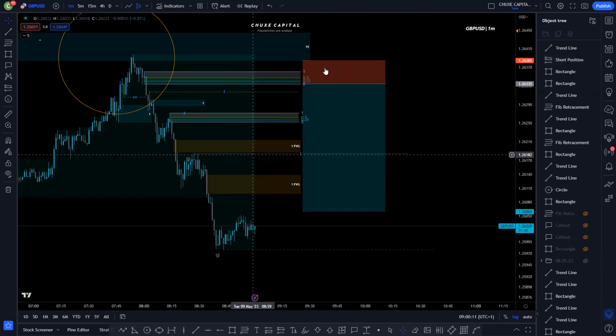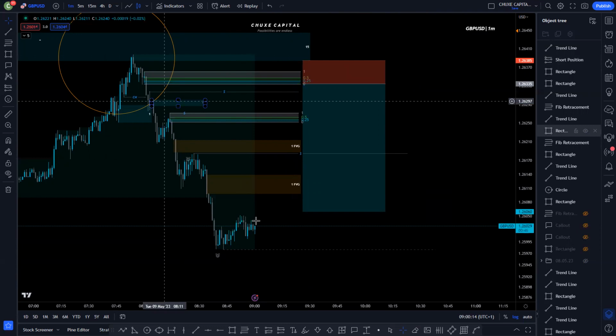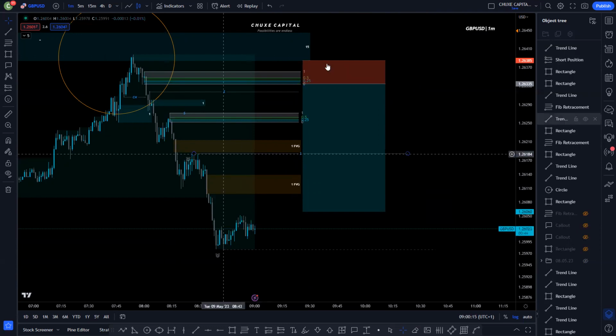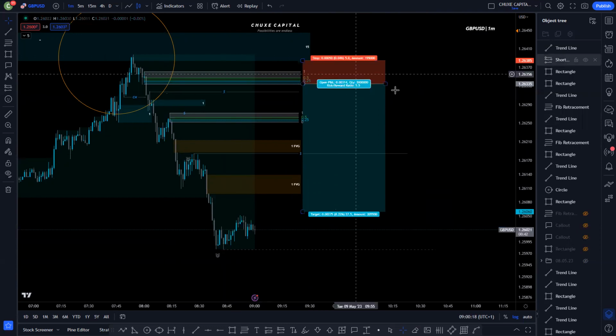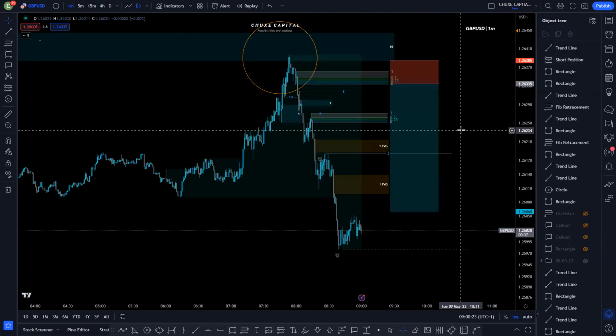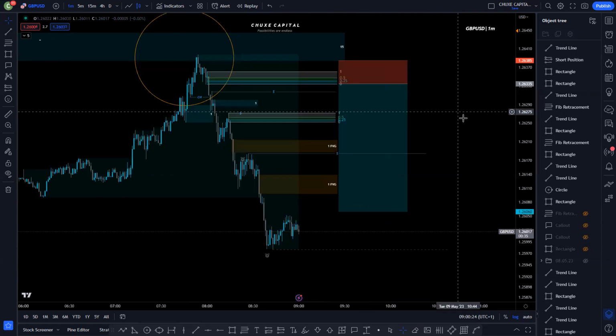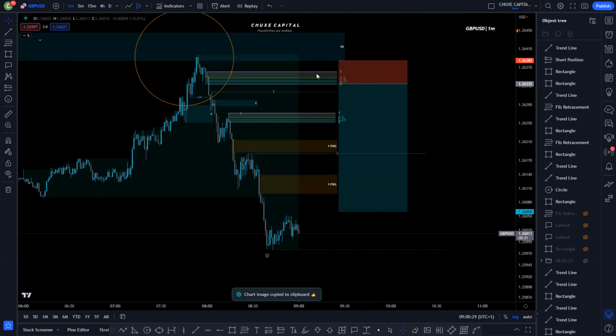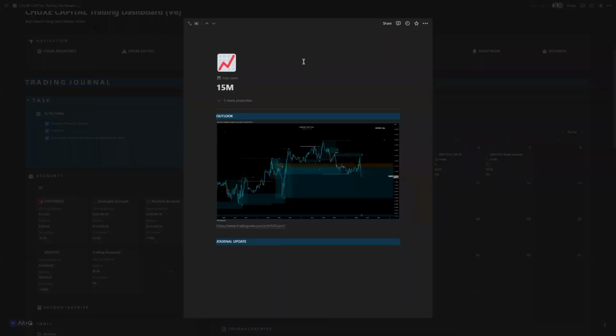But this, like I said, is the highest probability because all of this can be taken away and then tap in here and then go. So this is the highest probability entry as of now. So that's what I'm looking at. I'm going to save this in my journal, the 1 minute.